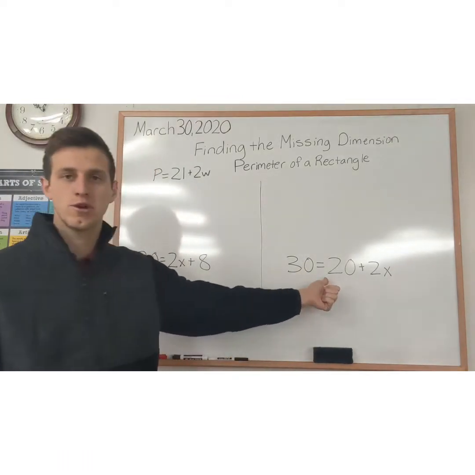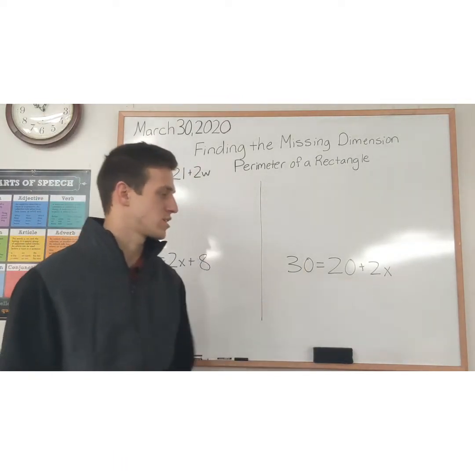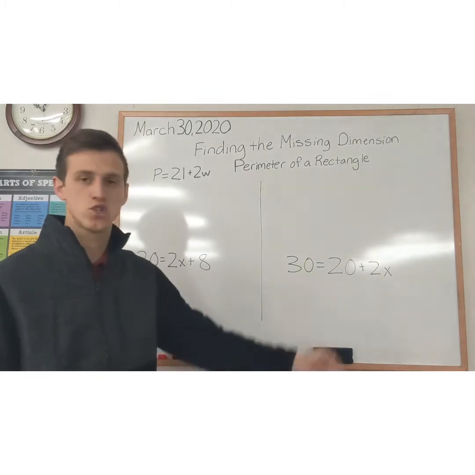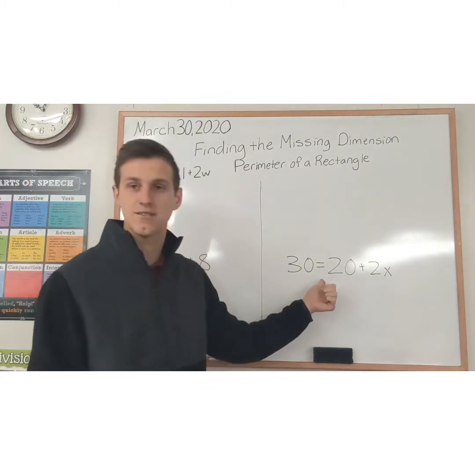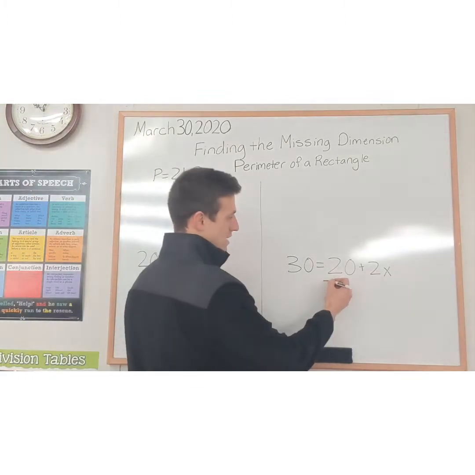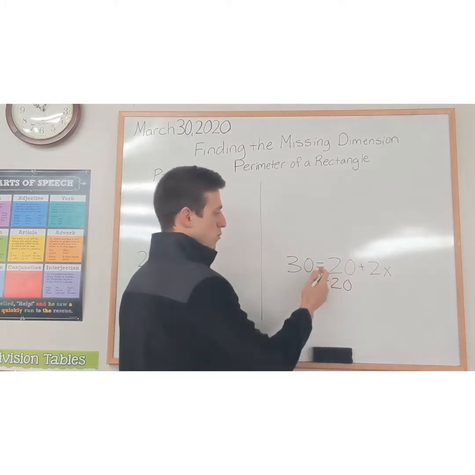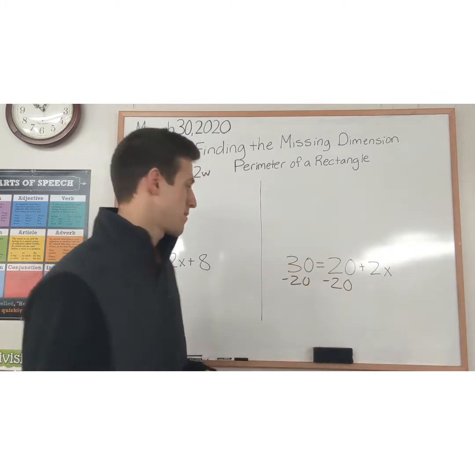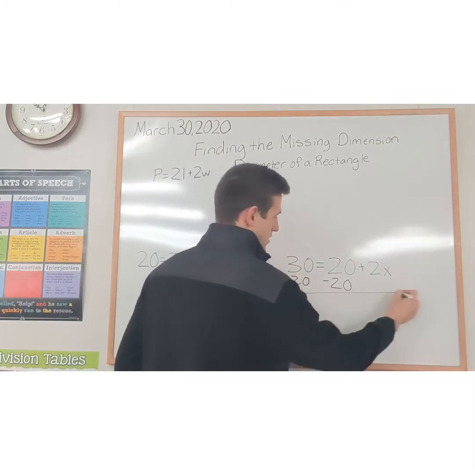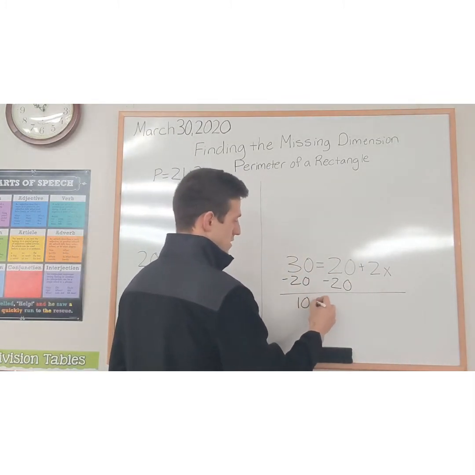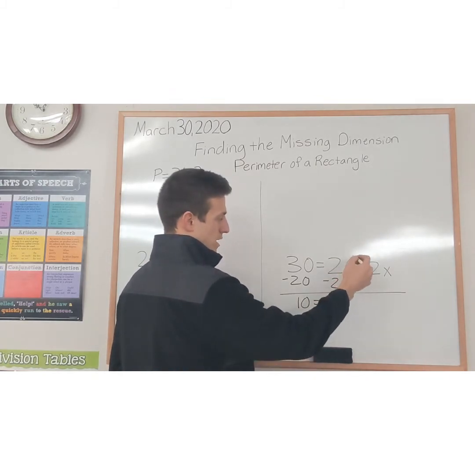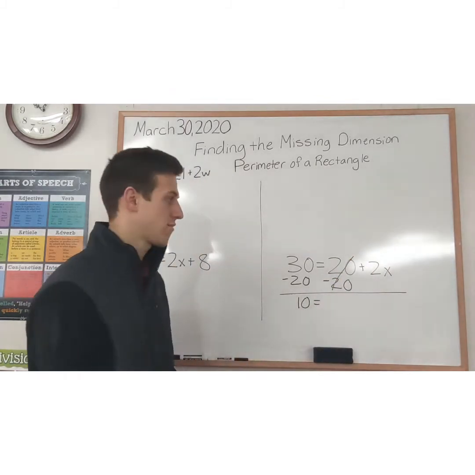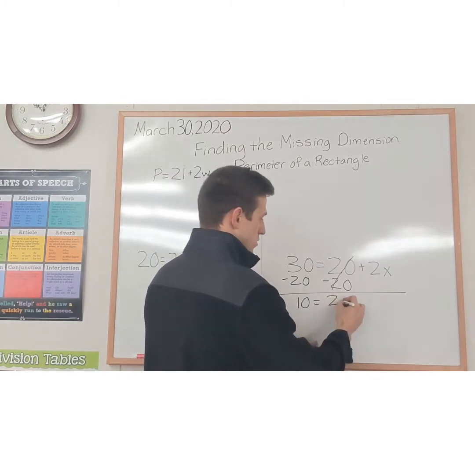So let's just start with this one over here. We want to get our variable by itself, so the first thing we're going to do is get rid of this 20, right? So this is a positive 20. So we're going to subtract 20 from this side. Remember, we have to do the same thing on either side of our equation to keep it balanced. So we're going to subtract 20 from here, which would be 10. We're going to subtract 20 from positive 20, which is going to be, there's nothing left. And then all we have is our positive 2x.